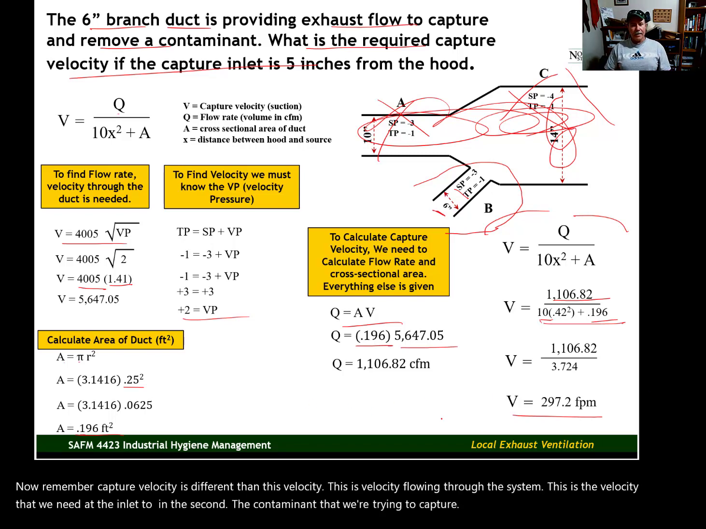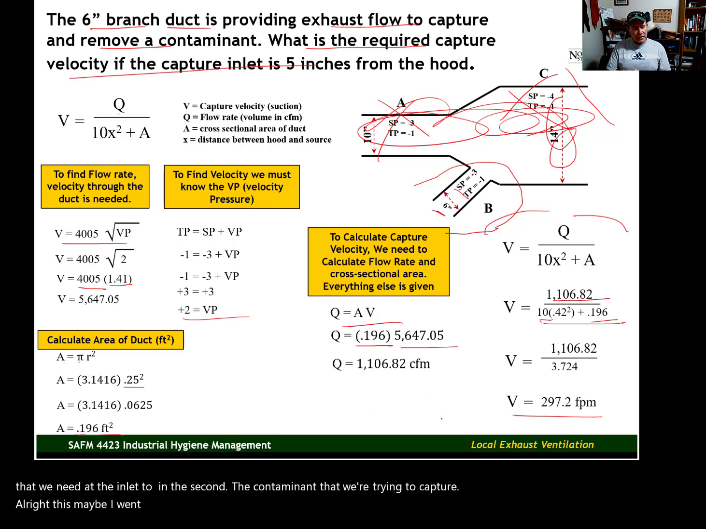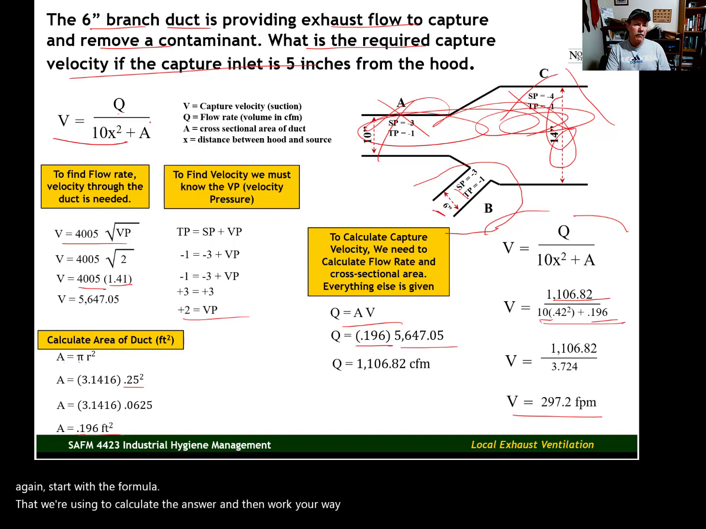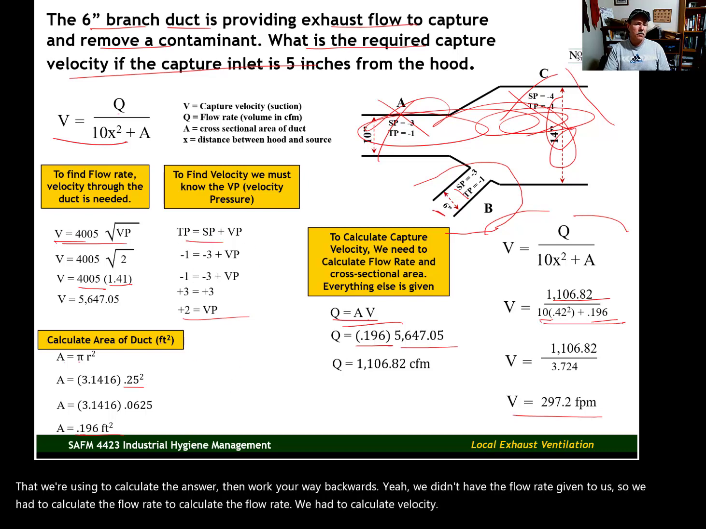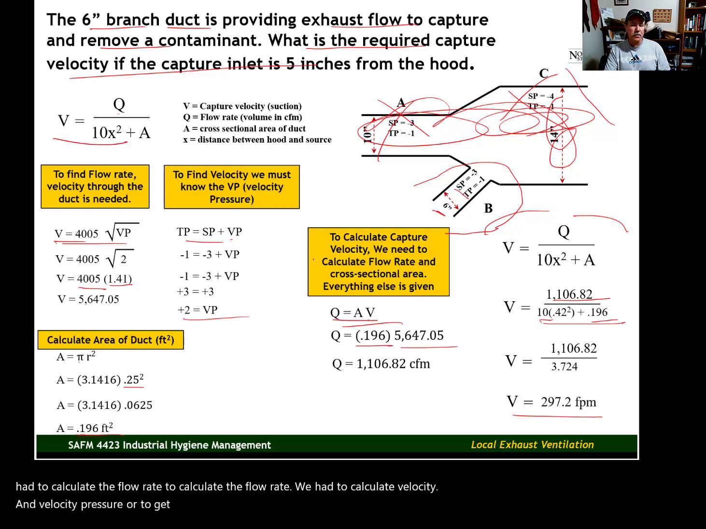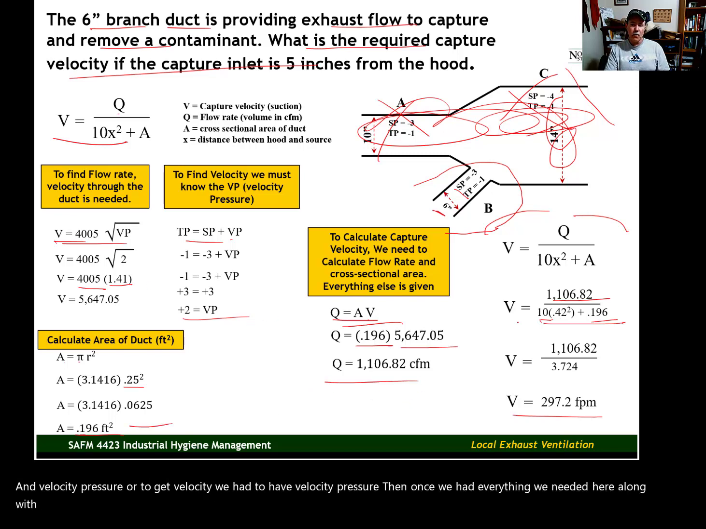Maybe I went too fast, but it's not a hard problem as long as you get the steps in order. Start with the formula that we're using to calculate the answer and then work your way backwards. We didn't have the flow rate given to us, so we had to calculate it. To calculate the flow rate, we had to calculate velocity and velocity pressure. Then once we had everything we needed, along with the area, we have the flow rate, plug it in, and we're good to go.